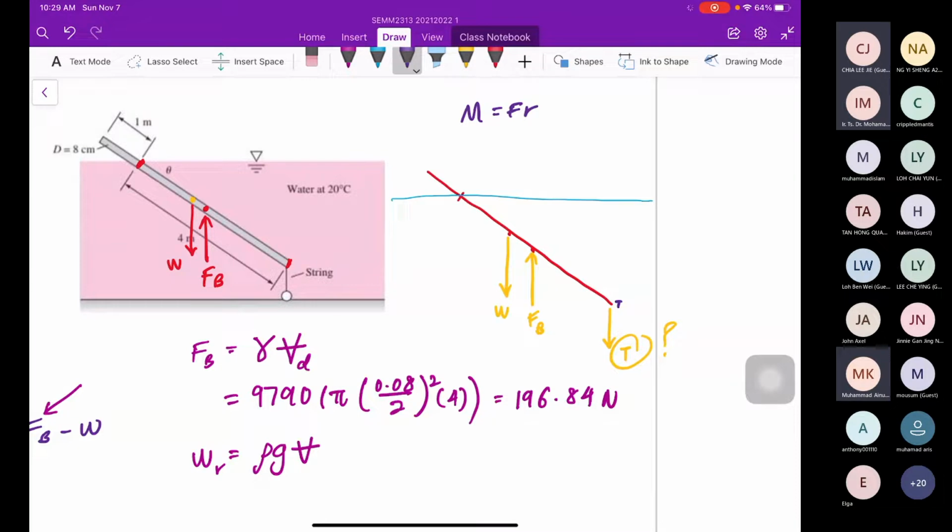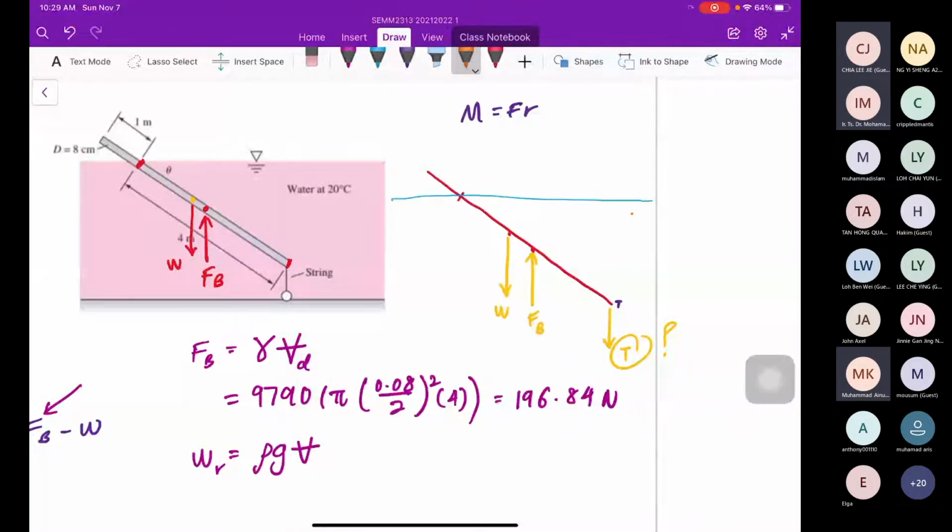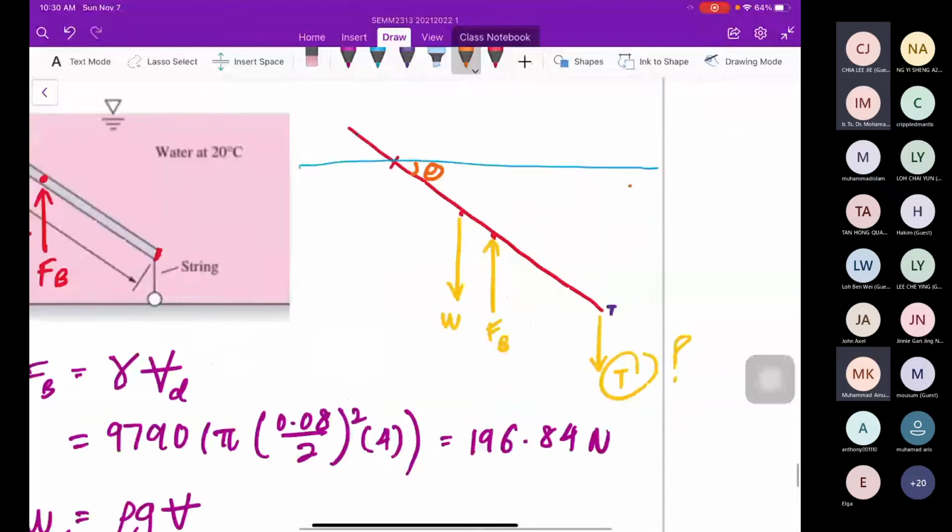So the moment must be perpendicular. This is not perpendicular. You can see we have the angle theta. So how to solve this? Okay, we must make sure we get into x. Okay, I want to separate W in x component.